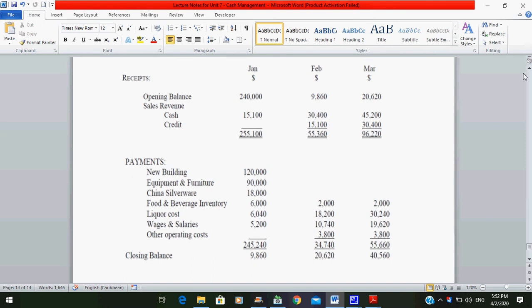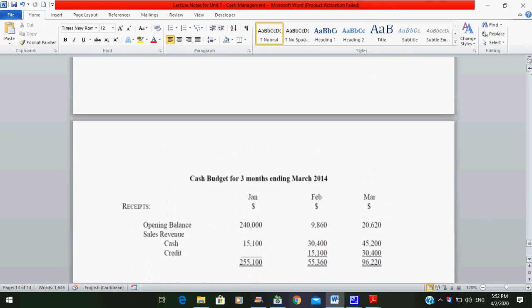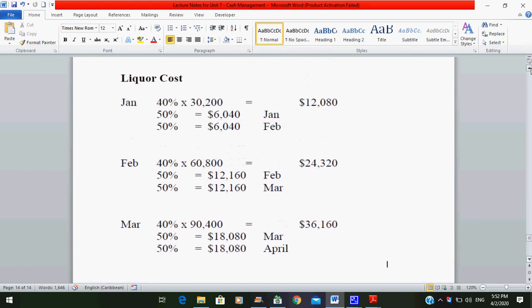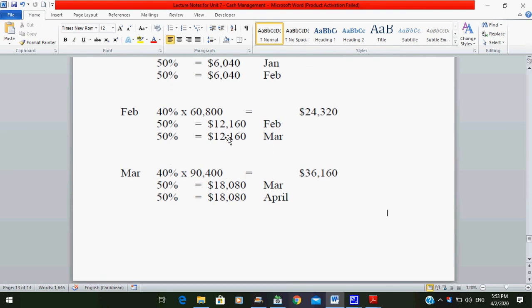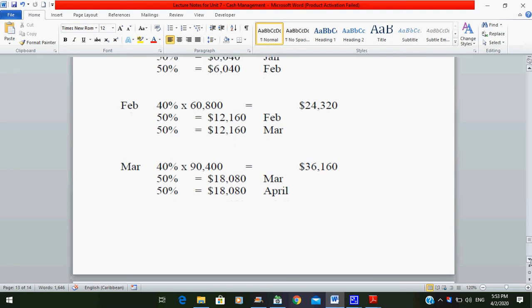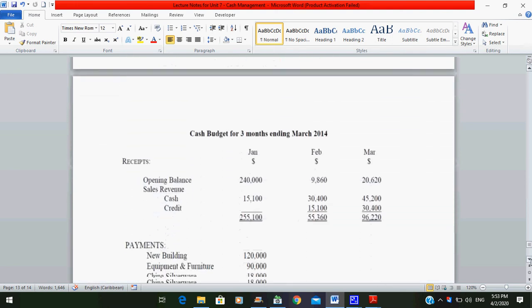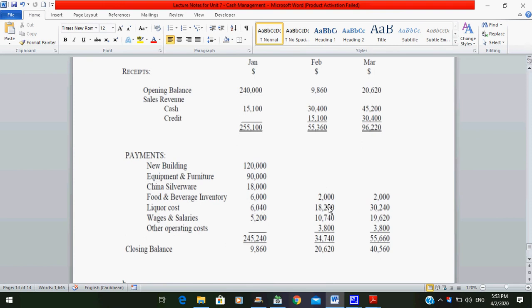Let me go back up and show you what I'm talking about. So this amount is for January. This amount will go for February. So this now will be added to the 12,160, and that will give you the 18,200 for February. That's how much money you paid for liquor for February. Alright. This 12 will go from February to what? March. When we talk about that as yet.